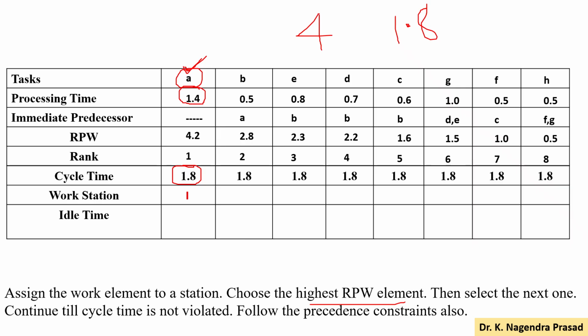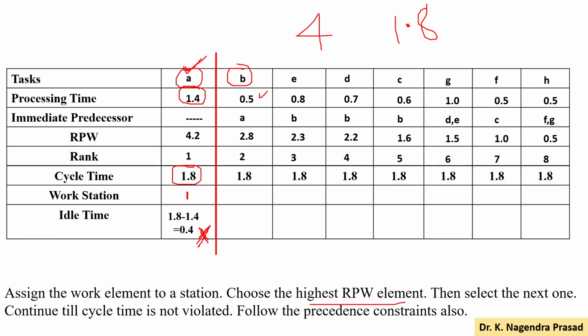After the assignment of task A in workstation 1, the idle time will be the cycle time 1.8 minus processing time 1.4, so idle time is 0.4. Next we move to the next highest RPW element, task B. For task B, processing time is 0.5 but the available time is only 0.4. So we can't assign task B to workstation 1, and we have to close workstation 1 with task A.